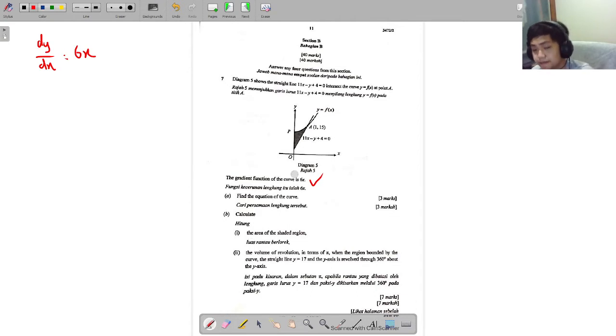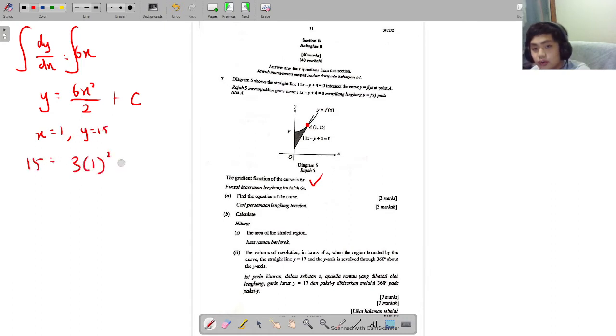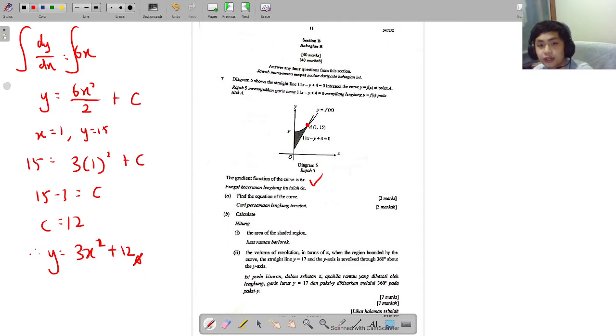So find the equation of the curve. Since I'm given the gradient function, I can integrate it to find the equation of the curve. So y equals 6x squared over 2 plus c. To find the integration constant, I know one of the coordinates: when x equals 1, y equals 15. So 15 equals 6 divided by 2 is 3, times 1 squared, plus c. So 15 minus 3 equals c. C is 12. Therefore, the equation of the curve is y equals 3x squared plus 12. Right, this is done for A.